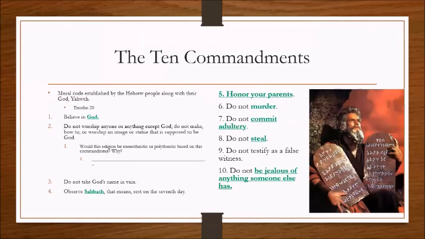So during their wandering over the next number of months and years, the Ten Commandments are delivered to Moses by God, and you get this basic set of laws that are given to the Hebrew people. 1, believe in God. 2, do not worship any God except God. 3, don't take the Lord's name in vain. 4, observe the Sabbath.